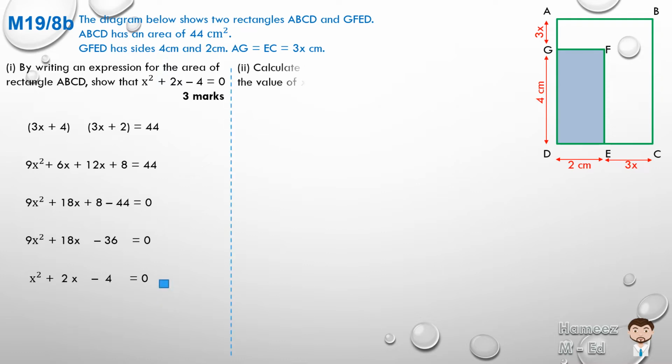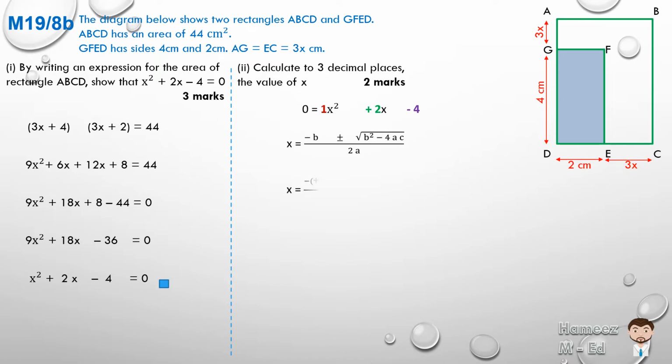Part 2. Calculate at 3 decimal places the value of x. Now we have a quadratic equation. 0 is equal to 1x squared plus 2x minus 4. And we can use the quadratic formula to solve it. x is equal to minus b plus or minus the square root of b squared minus 4ac all over 2a. Where we have a as 1 in maroon, we have b as plus 2 in green, and we have c as minus 4 in purple.